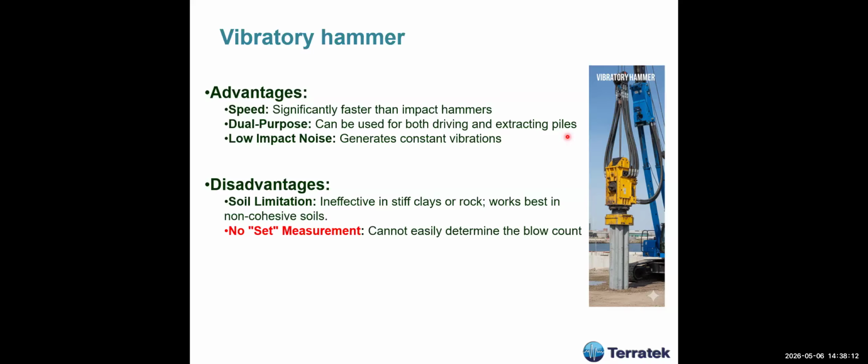It generates constant vibrations, so low impact noise. Disadvantage: it is less effective in very stiff clays or rocks, and works best in non-cohesive soils. But one of the most important disadvantages is no set measurement. Usually, you use the number of blows in the final drive of the pile to measure. That's what we call the set, the displacement per blow at the end. This is a way of quality control of the pile, and you can't use the vibratory hammer for that.